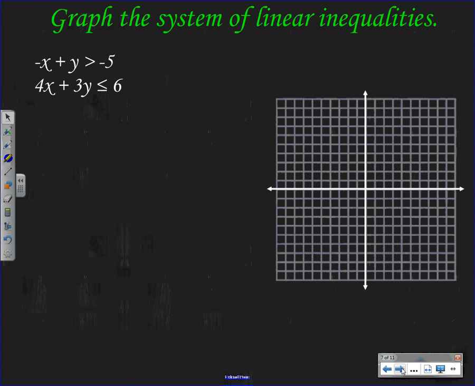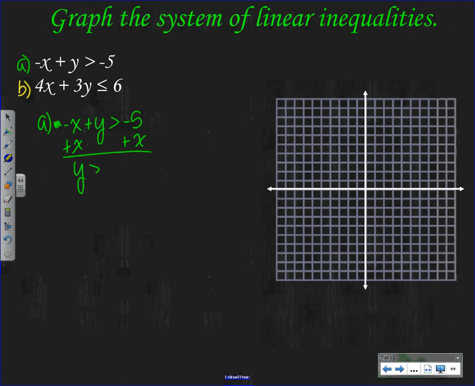So, next problem, we have problem A and B again, and we're going to do exactly the same thing. A is negative x plus y is greater than negative 5. Add x to both sides. Look what I did, you guys. I put an equal sign there. What was I thinking? Y is greater than x minus 5.